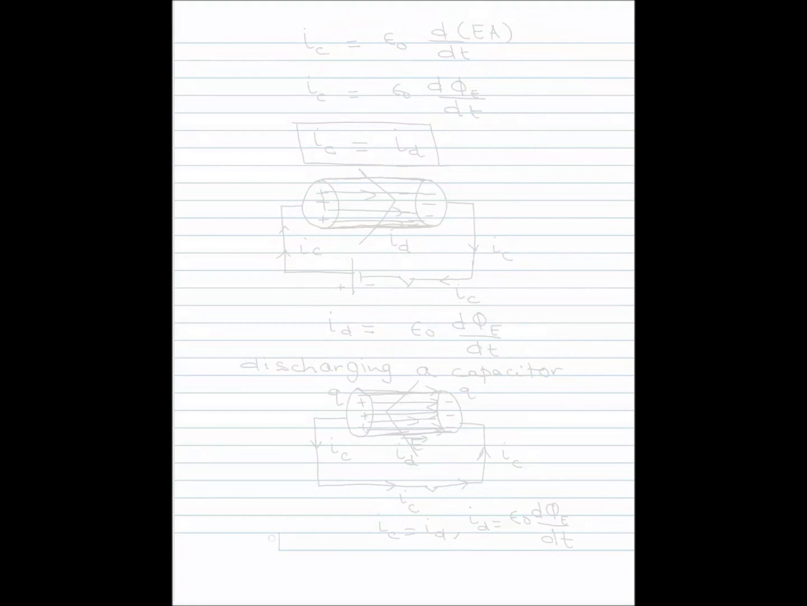Or I can actually keep the A inside, and I can say that I sub c is equal to epsilon 0 d over dt of E times A. And this is the electric flux. So I sub c is equal to epsilon 0 d phi sub E over dt. But this is what we call the displacement current. So what we are seeing is that the conduction current and displacement current are actually equal.